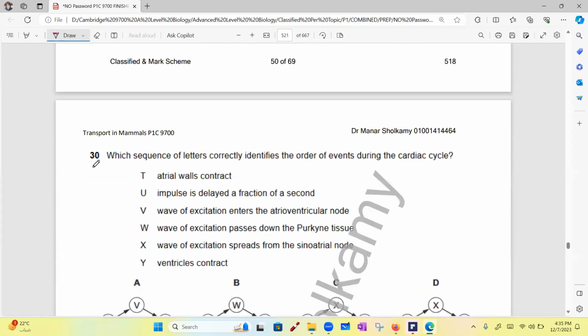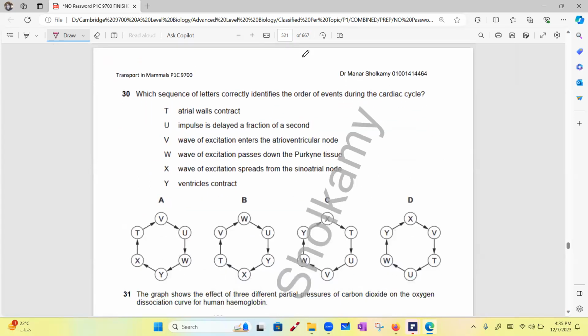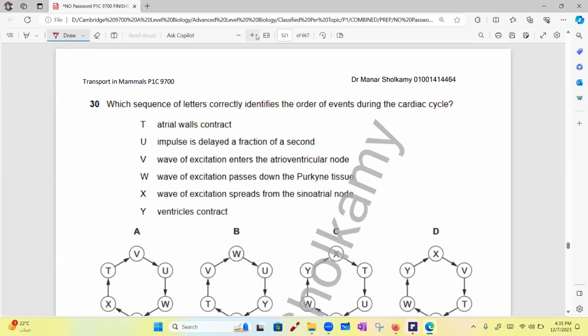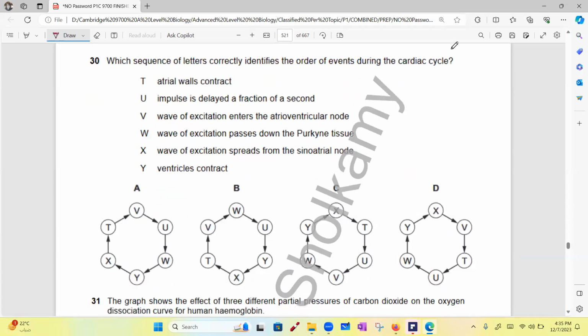Okay, answer this one, Kenzie. Which sequence of letters correctly identifies the order of events during the cardiac cycle? Now, questions like these need a little bit of focus. Didn't we answer this in class? Let's make sure it's not the same question as on the previous page. No, it's not the same. Tell me, what's the answer? V is the first. Okay. If it's the first, then B, C, and D should be wrong.